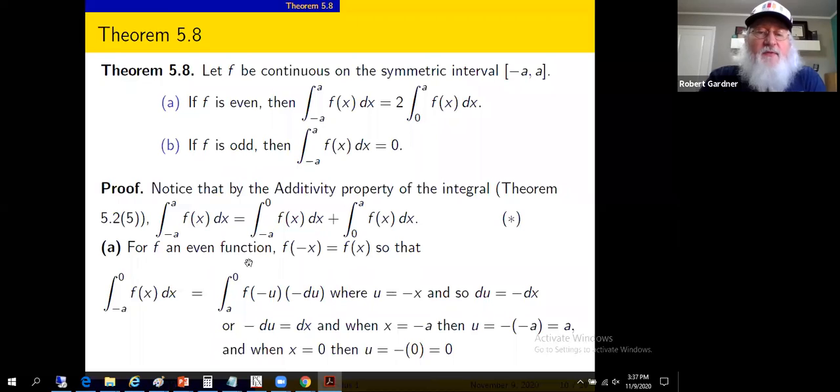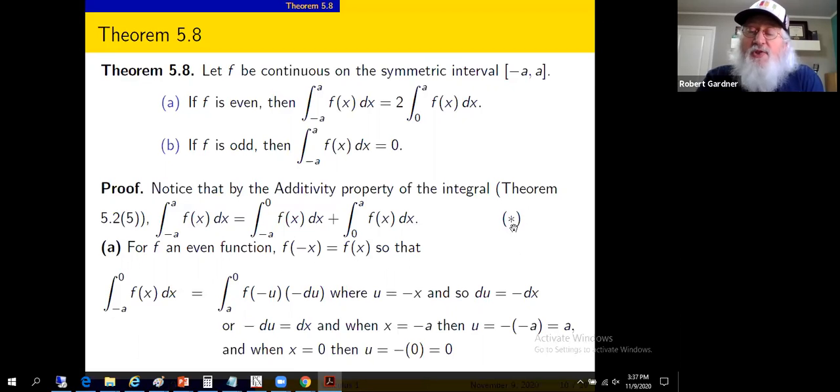For even functions, we have f of negative x is the same as f of x. Even functions absorb negative signs. So if we were to evaluate the integral from negative a to 0 of f of x dx, this part, by the way, I call this equation star, so we'll refer back to this a couple times. If we look at the integral from negative a to 0 of f of x dx, where f is an even function and absorbs negative signs, let's make a substitution. Let u equal negative x.